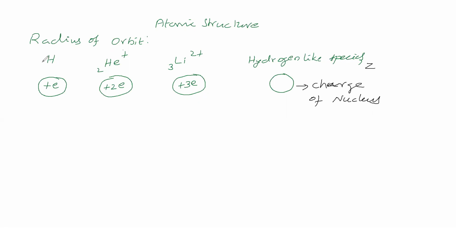Because here you see the hydrogen nucleus contains one proton, so the charge is +e, which means the charge of one proton. He+ has atomic number 2, so the nucleus contains 2 protons, so we said +2e. Lithium Li2+ has atomic number 3, so the nucleus contains 3 protons, and the charge is +3e. Like this, hydrogen-like species can be anyone, so its atomic number we will give as Z.